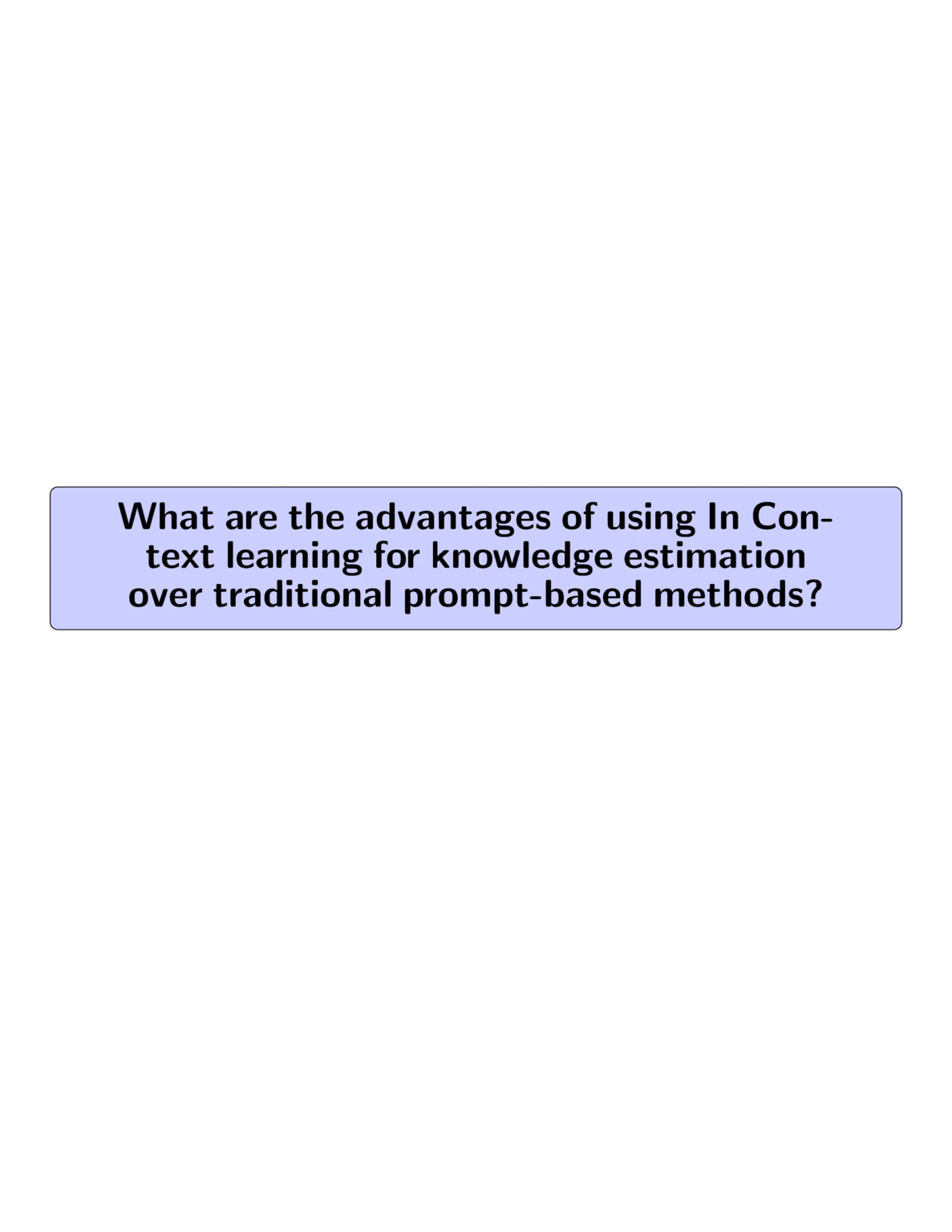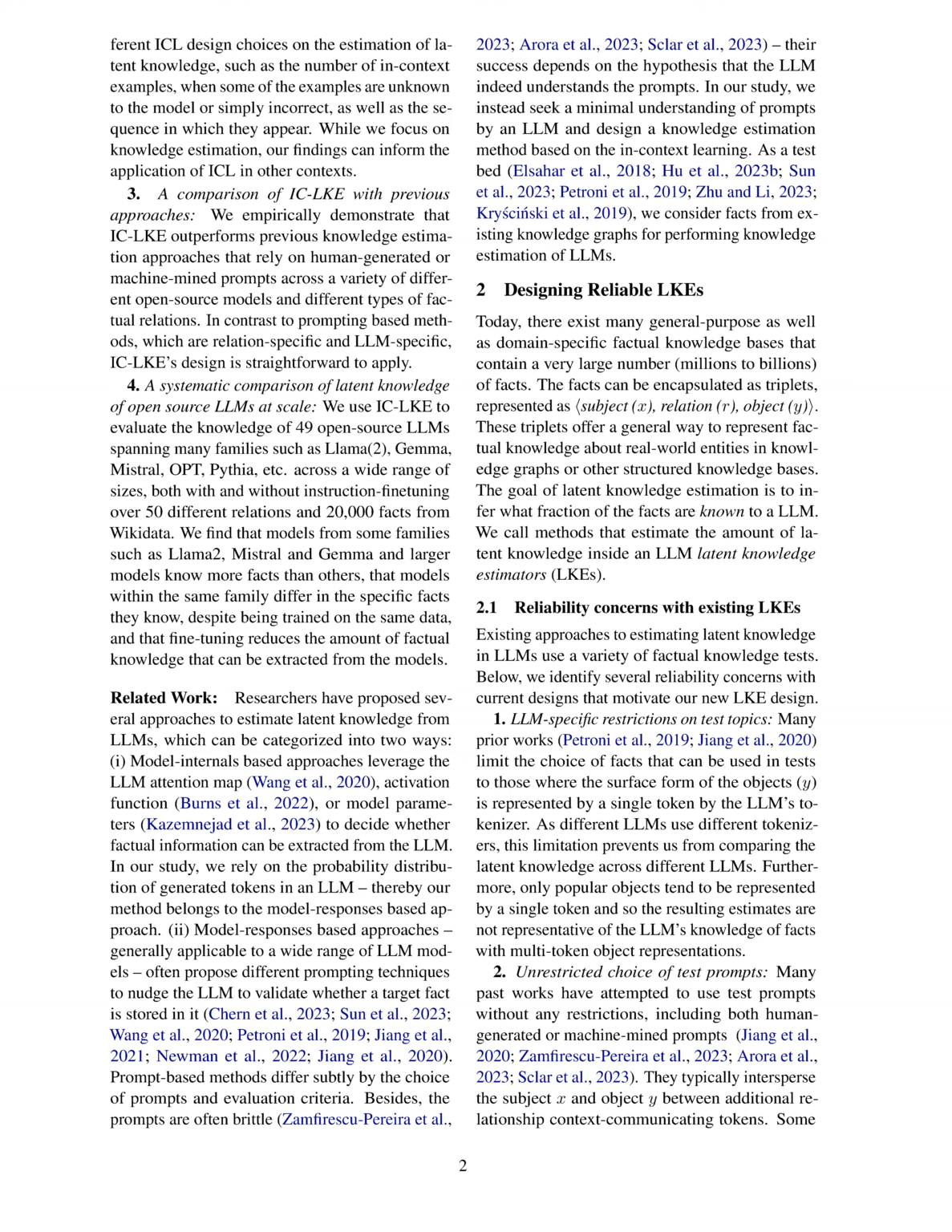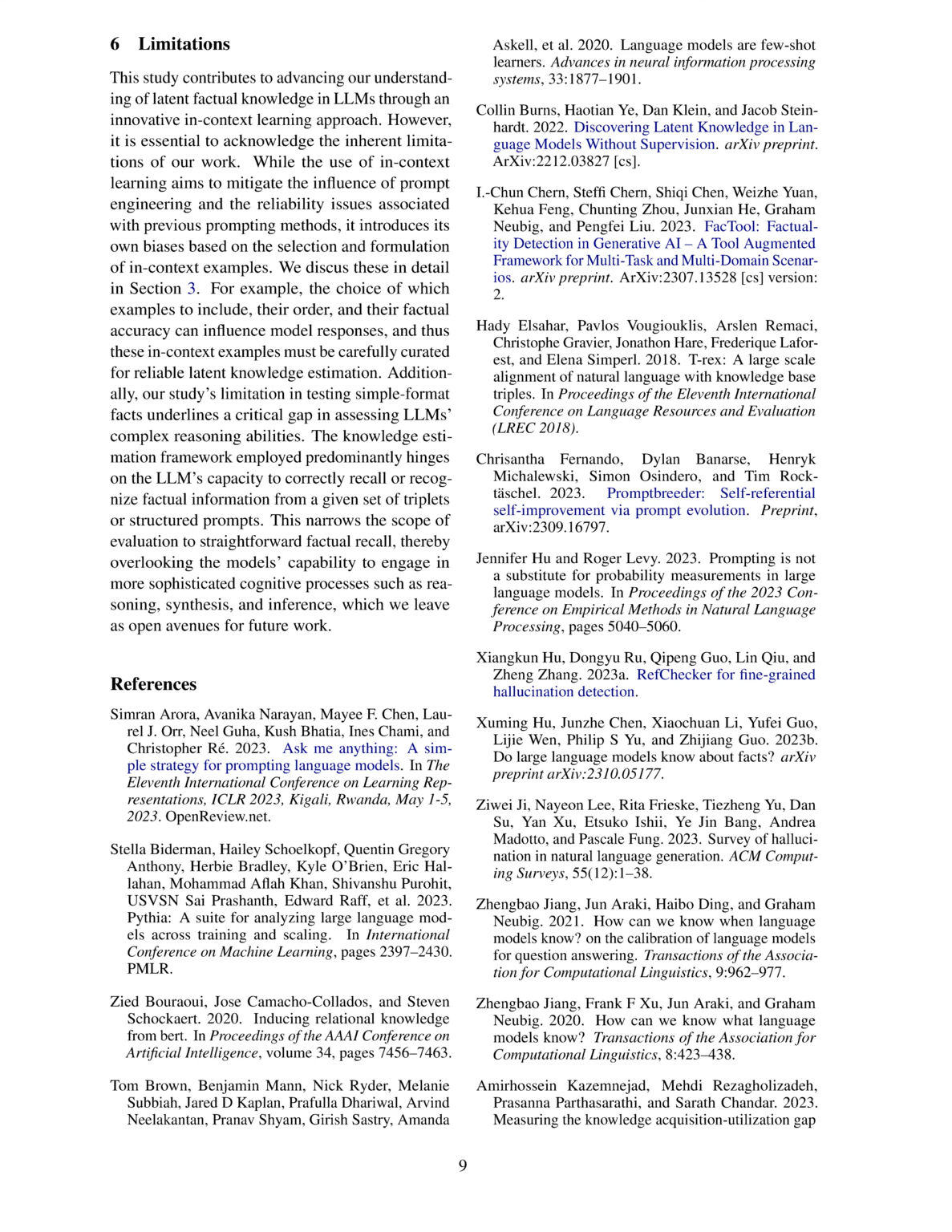What are the advantages of using in-context learning for knowledge estimation over traditional prompt-based methods? The advantages are as follows. 1. Reliability. In-context learning helps to address reliability concerns associated with prompt-based methods by avoiding prompt engineering biases and reducing the potential for prompt hacking. This ensures more trustworthy and accurate estimates of latent knowledge in LLMs.